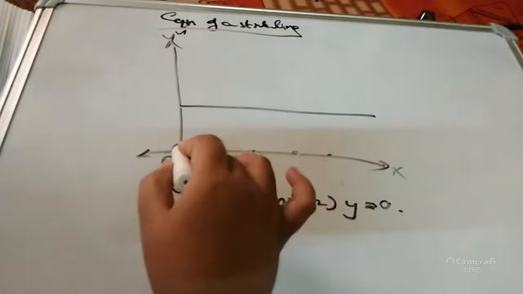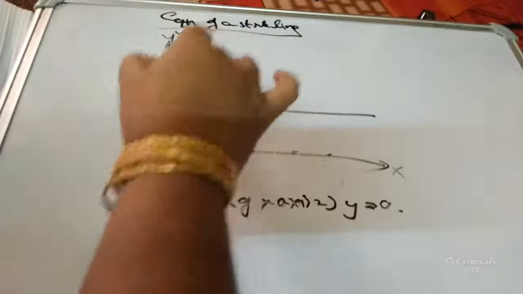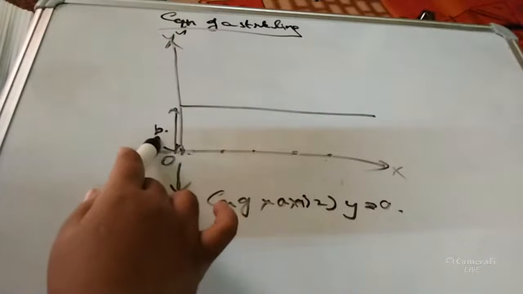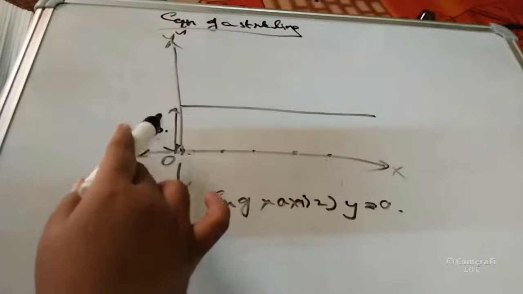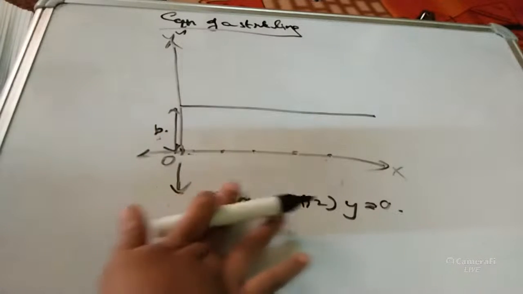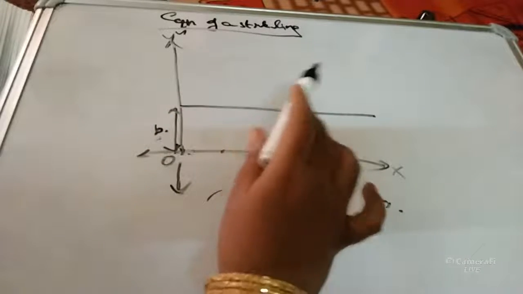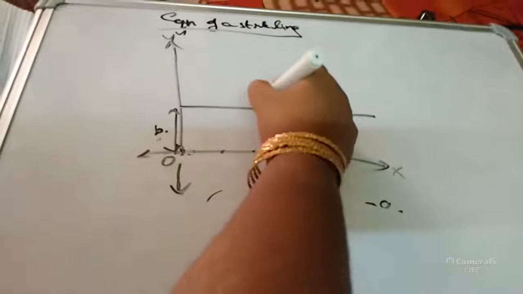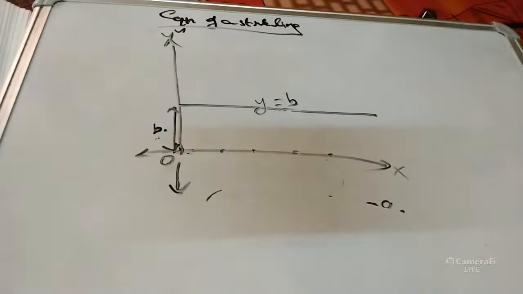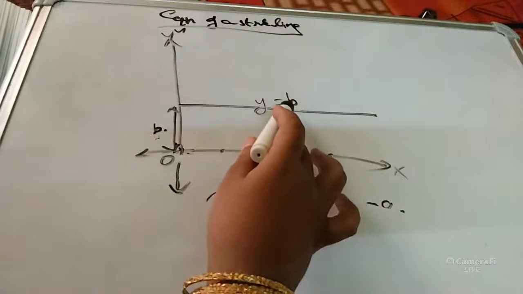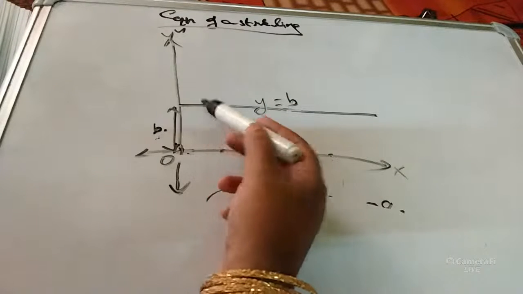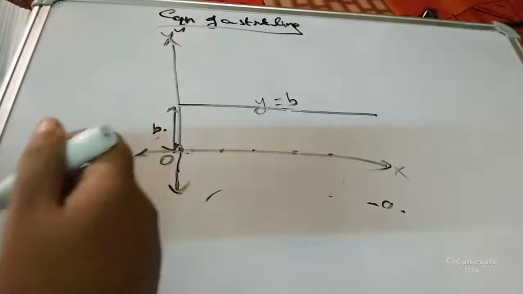But in case of this line, it is covering a distance of, suppose b. In common convention, we take this distance as b. So it is covering a distance of b on the y-axis. So what will it be? The equation of any line which is parallel to the x-axis will be y equals b if it covers a distance of b on the y-axis. And this b will be positive if it is in the upward direction and negative if it is in the downward direction.